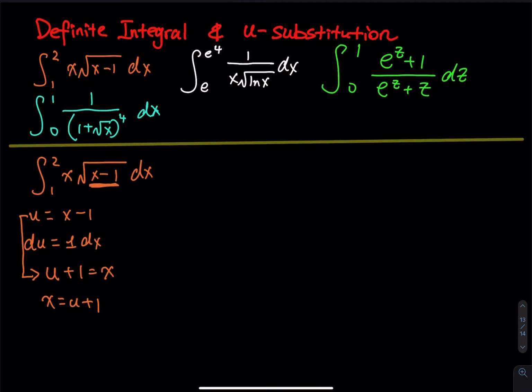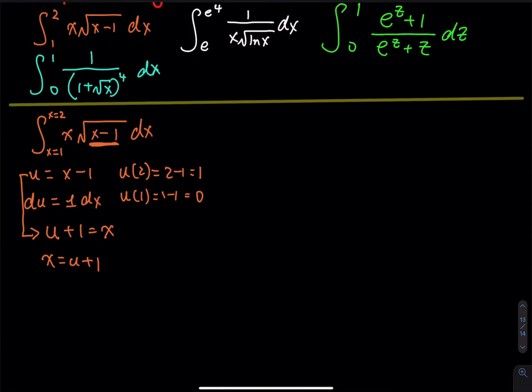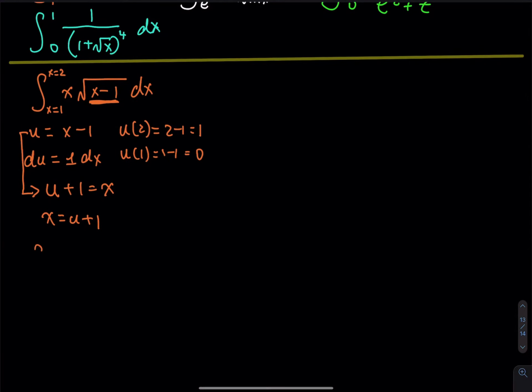And then put the 1 and 2 in terms of u, because this is supposed to be x equals 1 to x equals 2, but people don't write the x equals in there. So u of 2 equals 2 minus 1 equals 1. u of 1 is 1 minus 1 equals 0. So this integral gives me u equals 0 to u equals 1.